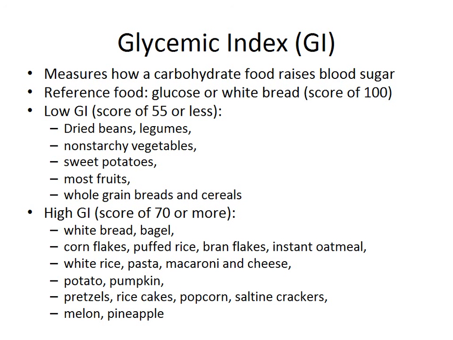Whereas high glycemic index foods with a score of 70 or more include your white breads and bagels, your simple refined carbohydrates such as cornflakes, puffed rice, instant oatmeal, white rice, pasta, pretzels, rice cakes, saltine crackers, and then also some fruits and vegetables such as potato, pumpkin, melon, and pineapple. Now, the high glycemic index foods will raise your blood sugar quite a bit more than the low glycemic index foods.